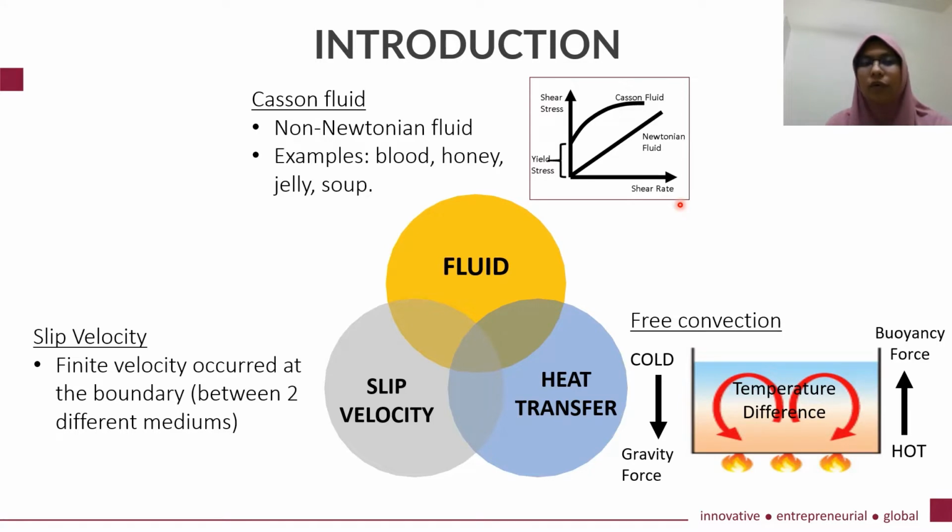But in this study, we will focus on the non-Newtonian fluid, which is the Casson fluid model. Why Casson fluid? Because it has a unique behavior. As you can see in this graph, it can behave like an elastic solid, or no flow occurs, if the yield stress is greater than the external applied shear stress. Meanwhile, the fluid can start to flow or deform if the external applied shear stress is greater than the yield stress. It also imitates human blood flow in the small arteries.